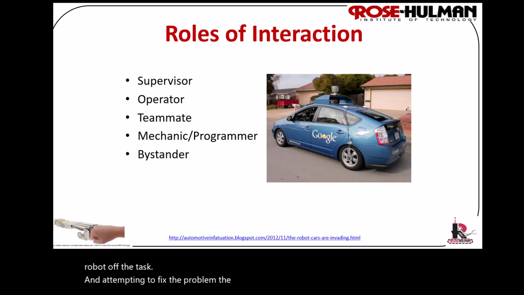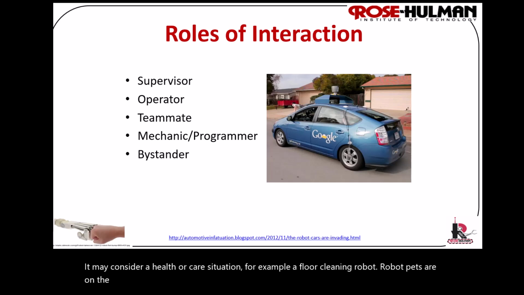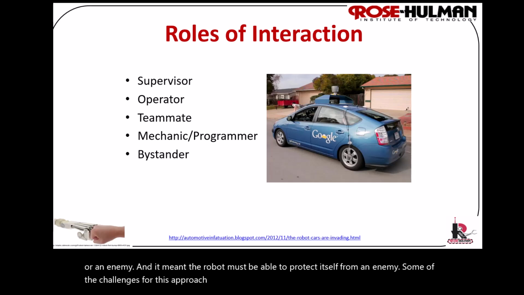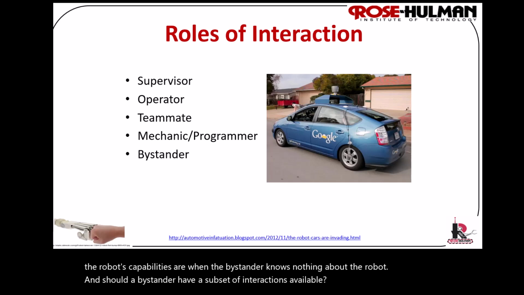The last approach is a bystander. A bystander has no formal training using the robot, but must coexist in the environment with the robot. It may consider a health or care situation, for example, a floor cleaning robot, pets, or on the road driving. So in a military situation, a bystander could be a friendly, neutral, or an enemy, and the robot must be able to protect itself from an enemy. Some of the challenges for this approach are how can a bystander form a mental model of what the robot's capabilities are when the bystander knows nothing about the robot? And should a bystander have a subset of interactions available? What type of social interactions come into play?